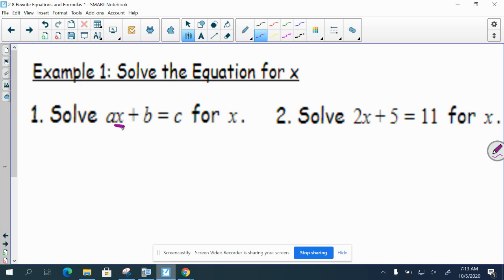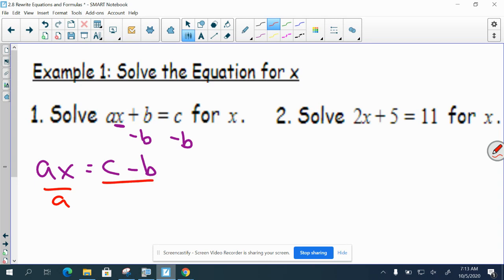So typically here, the first thing you would do would be to move this constant over, b. So a, b, and c are just numbers, and b is a constant. So we're going to subtract b on both sides. So you'll have ax equals c minus b. You just write it c minus b. Okay, and then to get x by itself, you'll divide both sides by a. Now, when you write this, the a's will cancel out. You want to put c minus b in parentheses.